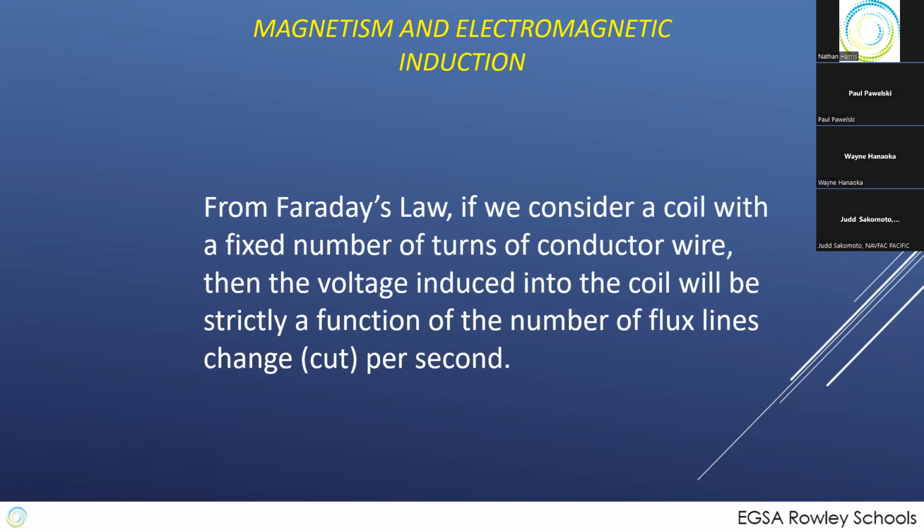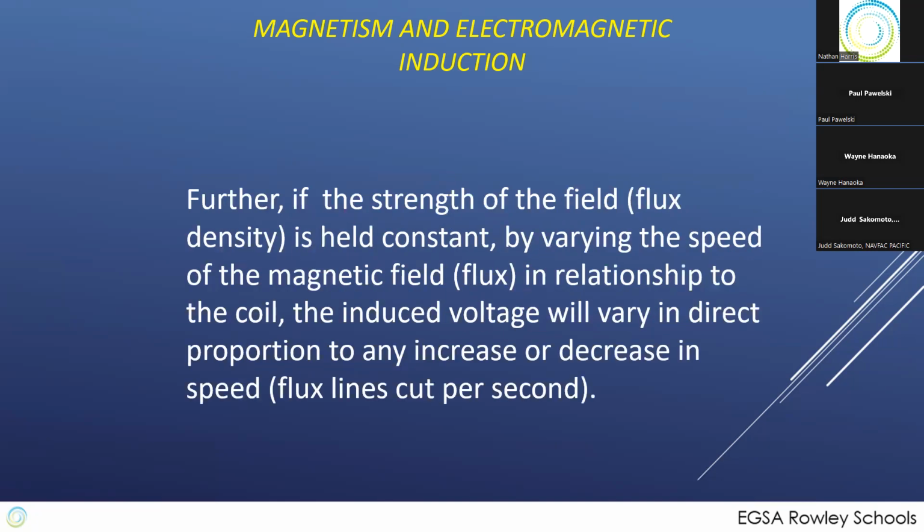So if we consider a coil of a fixed number of turns, the voltage induced in the coil is strictly a function of the number of flux lines cut per second. So in other words, how strong is the magnet and how fast is the relative motion between the magnet and the copper? If the strength of the field is constant, varying the speed will change the voltage. All right. So that's why we have voltage regulators.